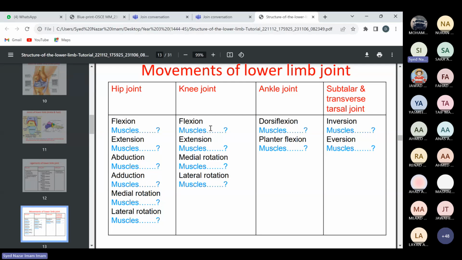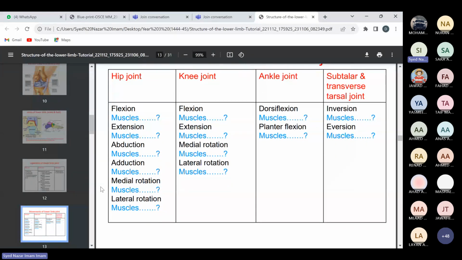flexion is the posterior movement of the knee joint, so the posterior compartment muscles, the hamstrings, will produce the flexion. Extension is by the anterior compartment muscle, that is quadriceps femoris. Medial rotation is again by the quadriceps femoris, and lateral rotation is by the popliteus. Similarly, for dorsiflexion, anterior compartment of the leg muscles, plantar flexion, posterior compartment of the leg muscles. Inversion, the medial muscles, and eversion is by the lateral muscles.